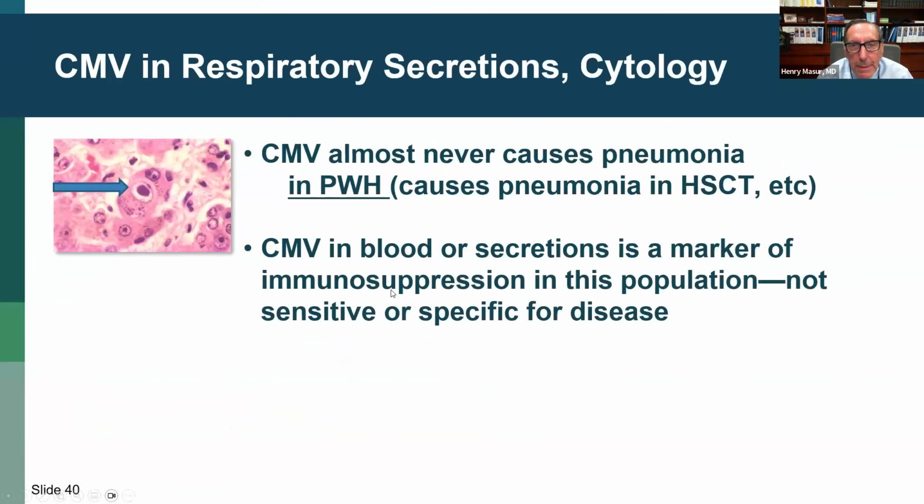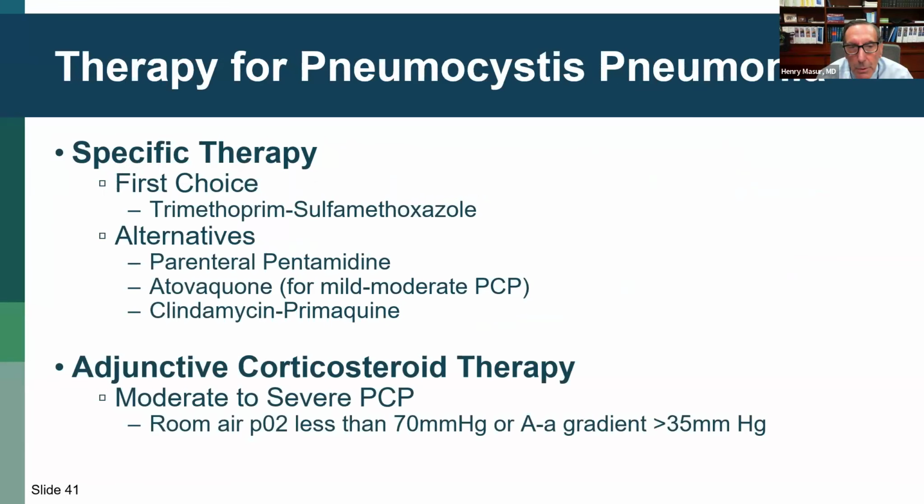So the point here about CMV that I made in that slide with the red things that never cause this is that CMV almost never causes pneumonia in people with HIV. In stem cell transplants and other things, it's a terrible cause of pneumonia. And if you find CMV in the blood or secretions, it really correlates with CD4 cells. We've done a number of studies over the years that show that the lower your CD4 cells, the more likely you are to find CMV in blood and secretions. So again, unfortunately CMV is not a useful test in blood or other secretions.